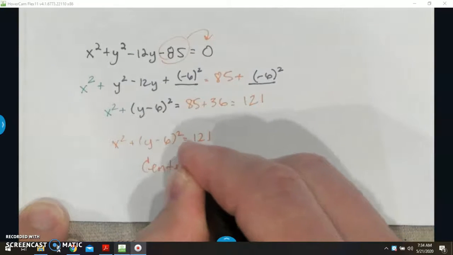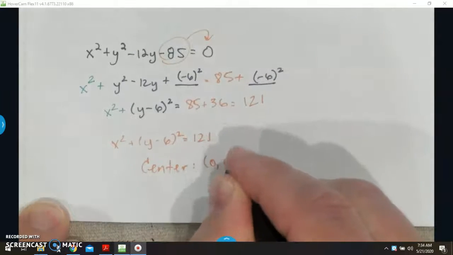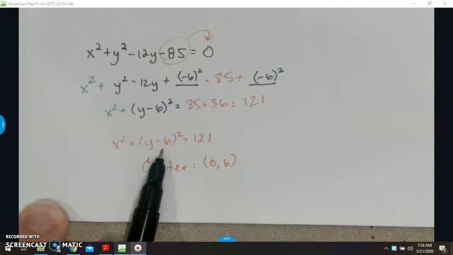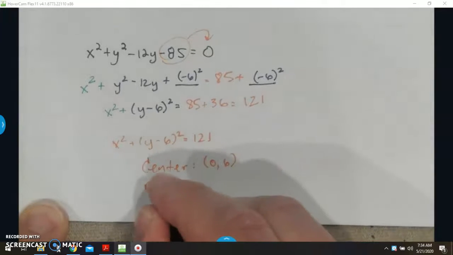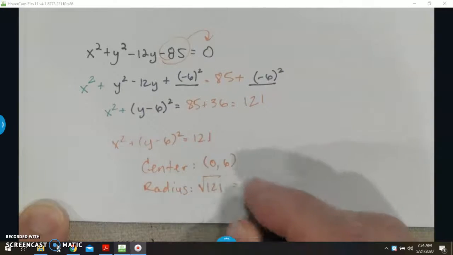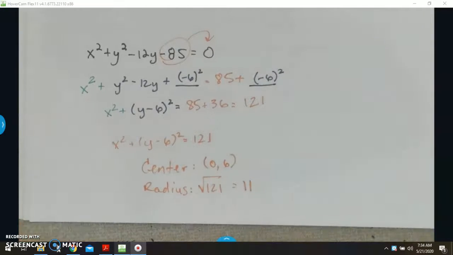This means my center will be at (0, 6). The 0 comes from here, the opposite of negative 6. The radius will be the square root of 121, which is 11. Now again, I don't expect you to understand this right away. You may have to watch this video or find other videos multiple times, but I do want you to try some of these. This will benefit you in Algebra 2.